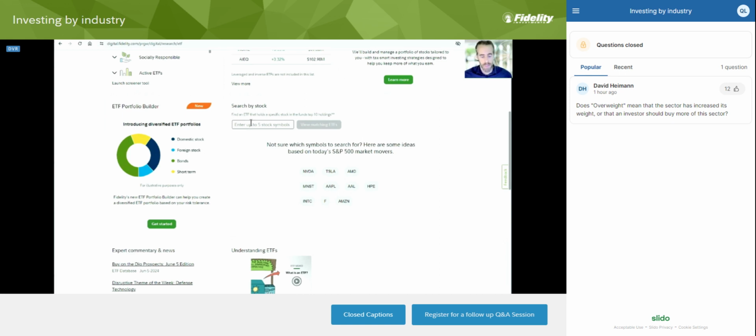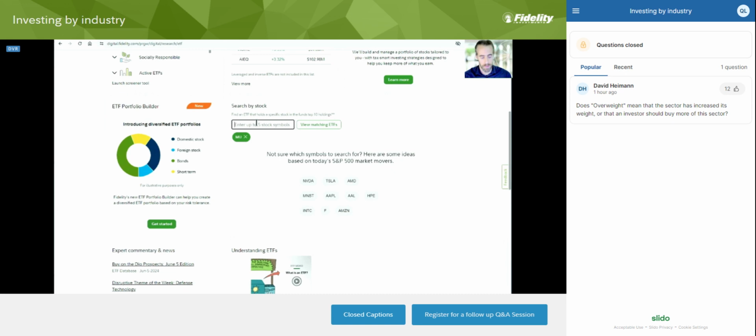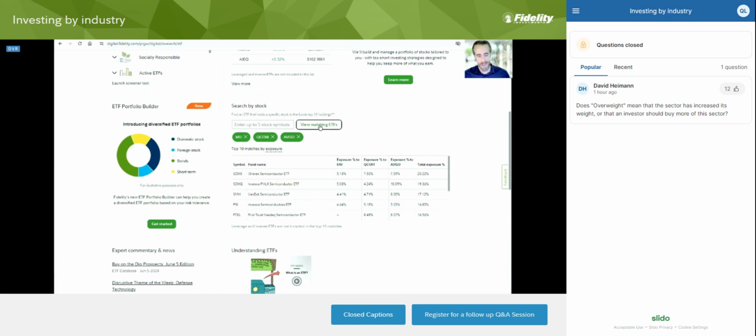So using the ones that Jacob found here, they were Micron, so typing in the symbol MU. There was Qualcomm, QCOM. And then finally, Broadcom, AVGO. So I've got these three chosen. Clicking on View Matching ETFs will, as you can imagine, give us matching ETFs. We're picking these three that we know are in the technology sector, but more specifically, they are in the semiconductor industry. So what is this going to do?